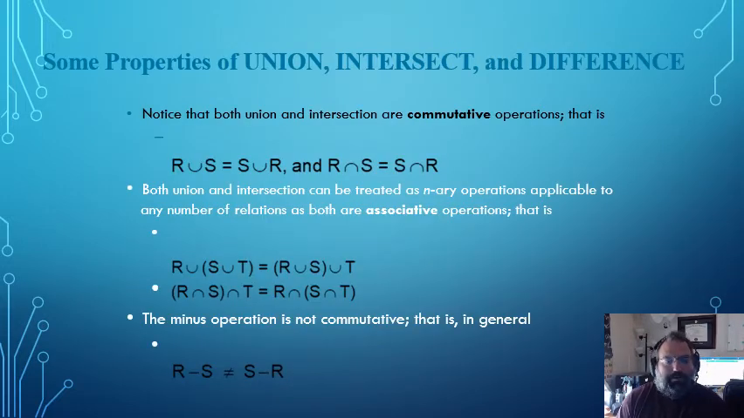Notice that both union and intersection are commutative operations, that is, R union S equals S union R, and R intersect S is equal to S intersect R. Both union and intersection can be treated as n-ary operations applicable to any number of relations, as both are associative operations. The minus operator is not commutative in general.